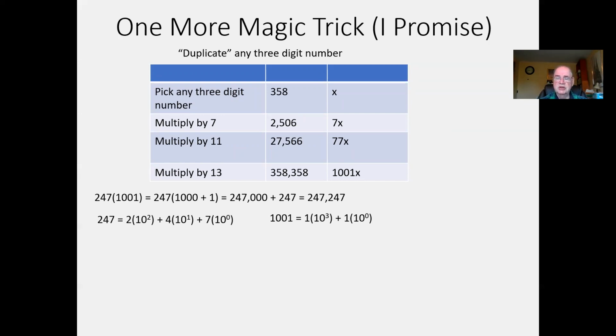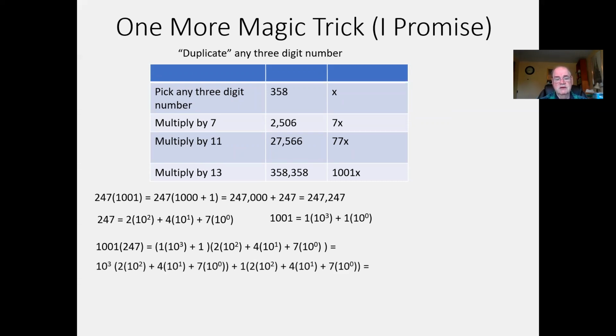And finally, if we look at this in its skeletal form using place value, I write the 247 as 2 times 100 plus 4 times 10 plus 7 times 1, 1,001 written in the same way. And then when I multiply the 1,001 times 247, I have that 1,001 as 1 times 10 to the 3 plus 1. My skeleton version of 247. And again, I use the distributive law. First of all, multiplying the 1,000 through, then multiplying the 1 through.